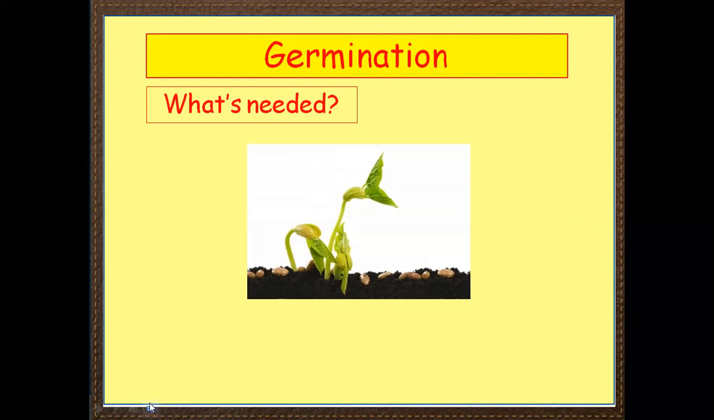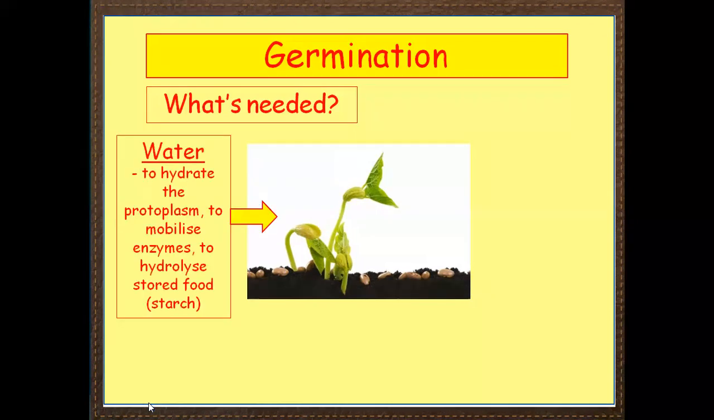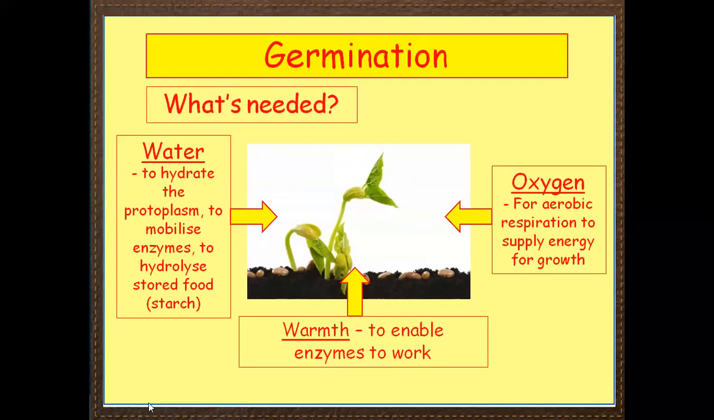Now, what is germination? When the seed is exposed to favorable conditions, that is, water, temperature, and oxygen. When these factors are there, the seed will start to convert into a seedling, and that will start to convert into a new plant. That process is called germination.